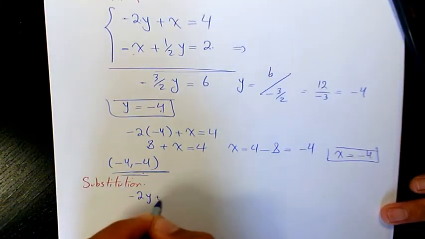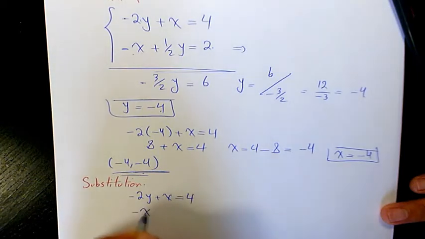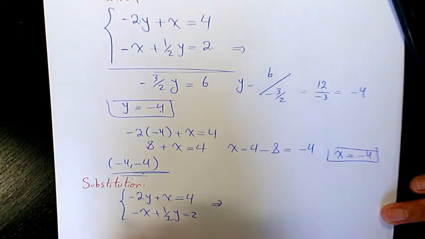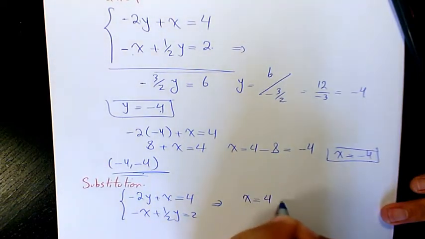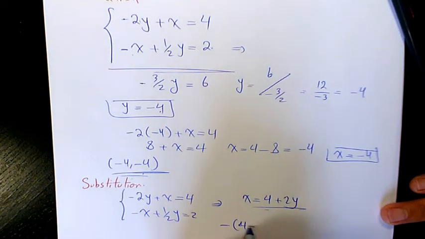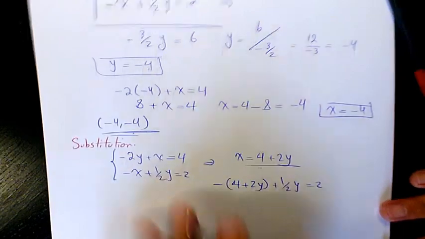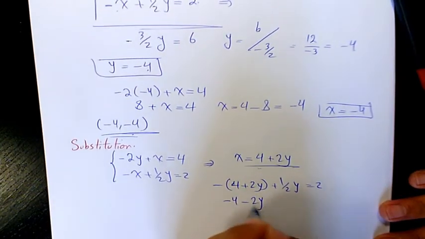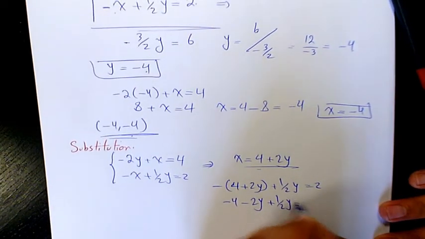Negative 2y plus x equals 4. Negative x plus 1 over 2y equals 2. So I isolate x. It's going to be 4 plus 2y. Substitute there. Negative 4 plus 2y plus 1 over 2y equals 2. So we have negative 4 minus 2y plus 1 over 2y equals 2.